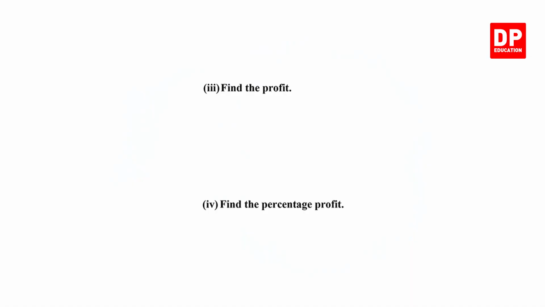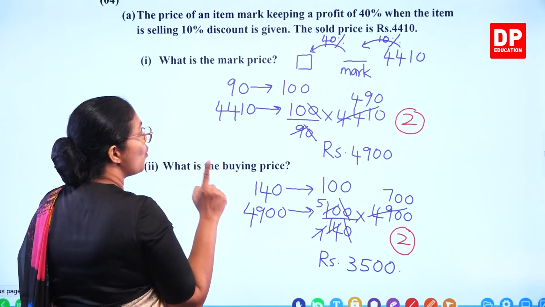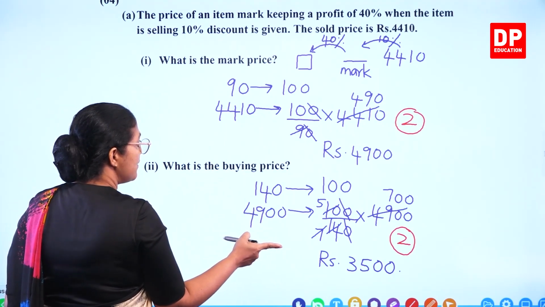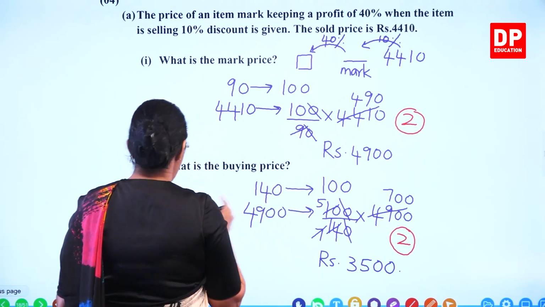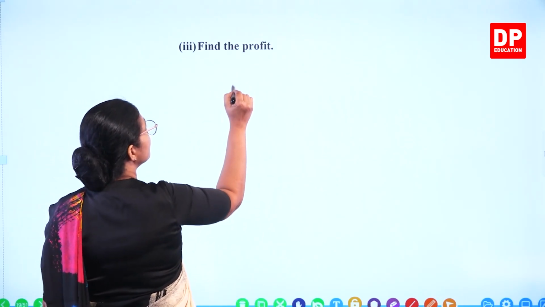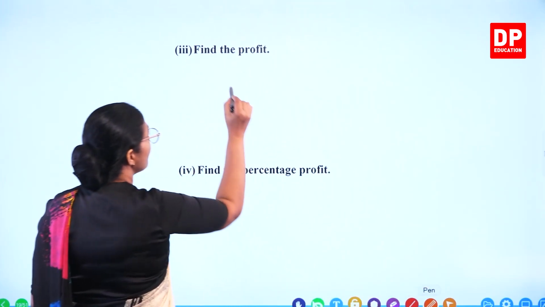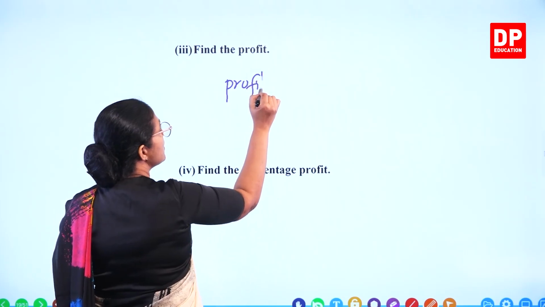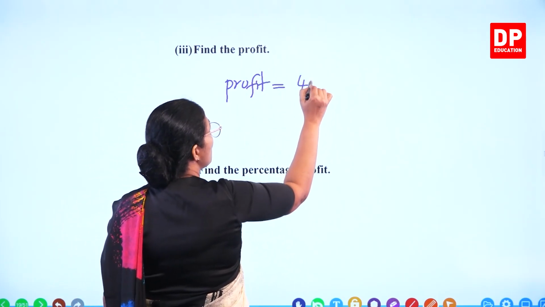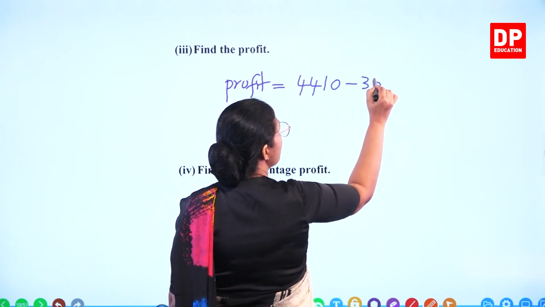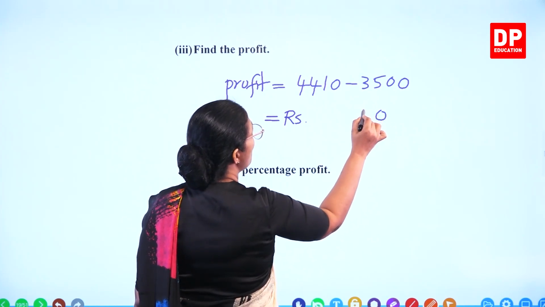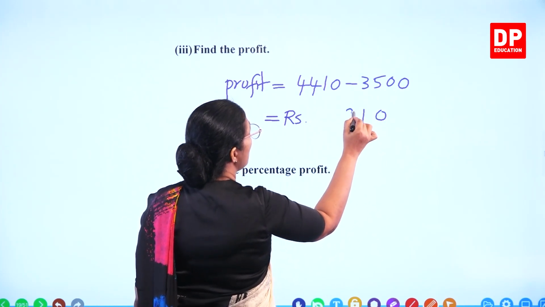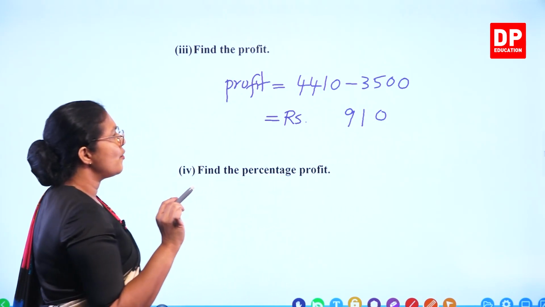Let's do part 3. Find the profit. So what is the profit? Selling price is 4,410 and the buying price is 3,500. The difference between them, so profit is equal to 4,410 minus 3,500. So 910 rupees is the profit.